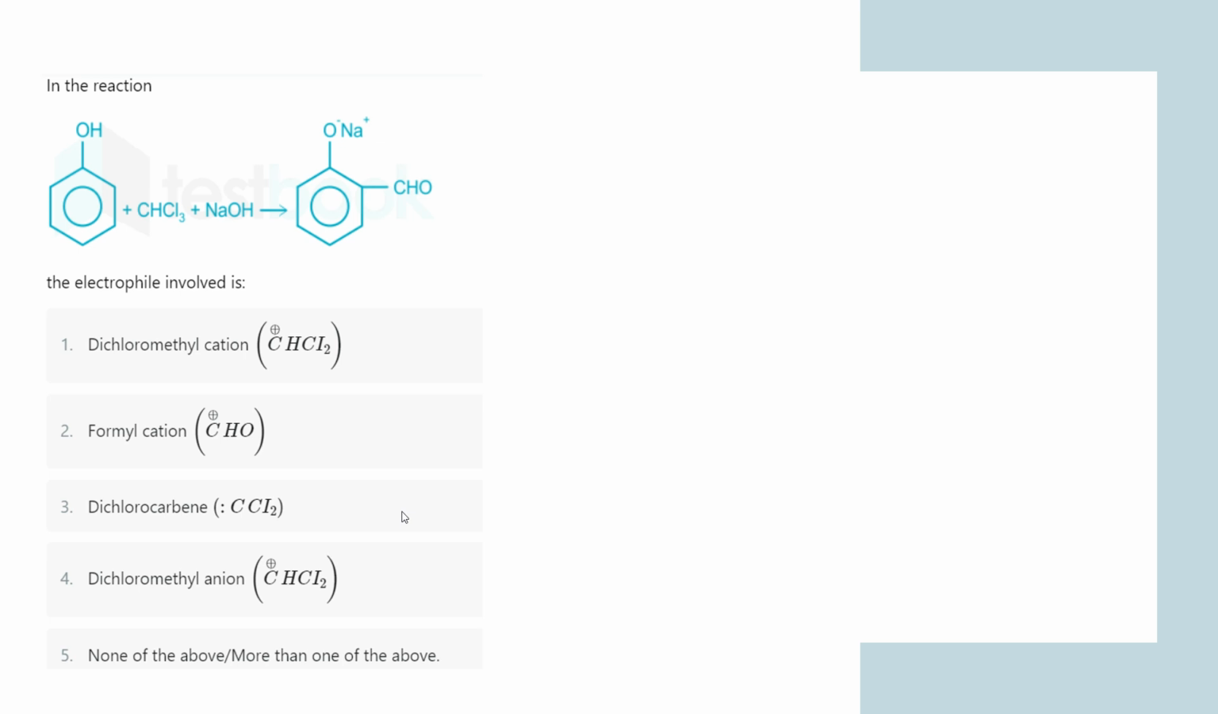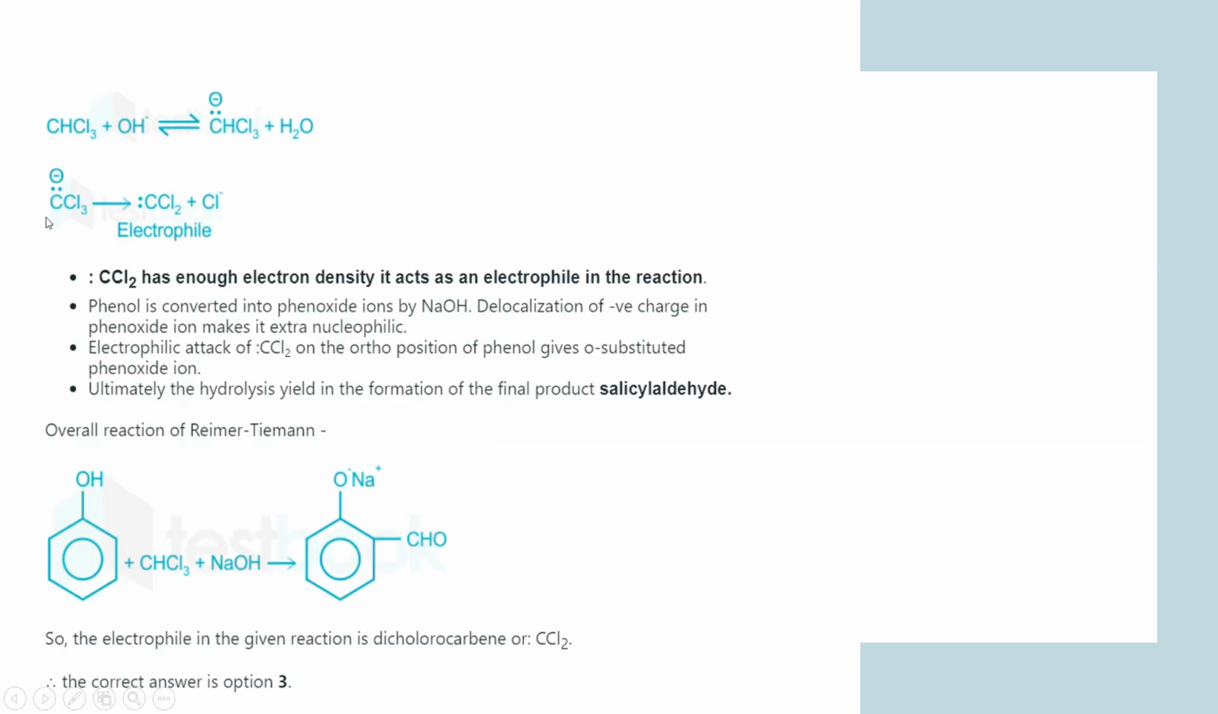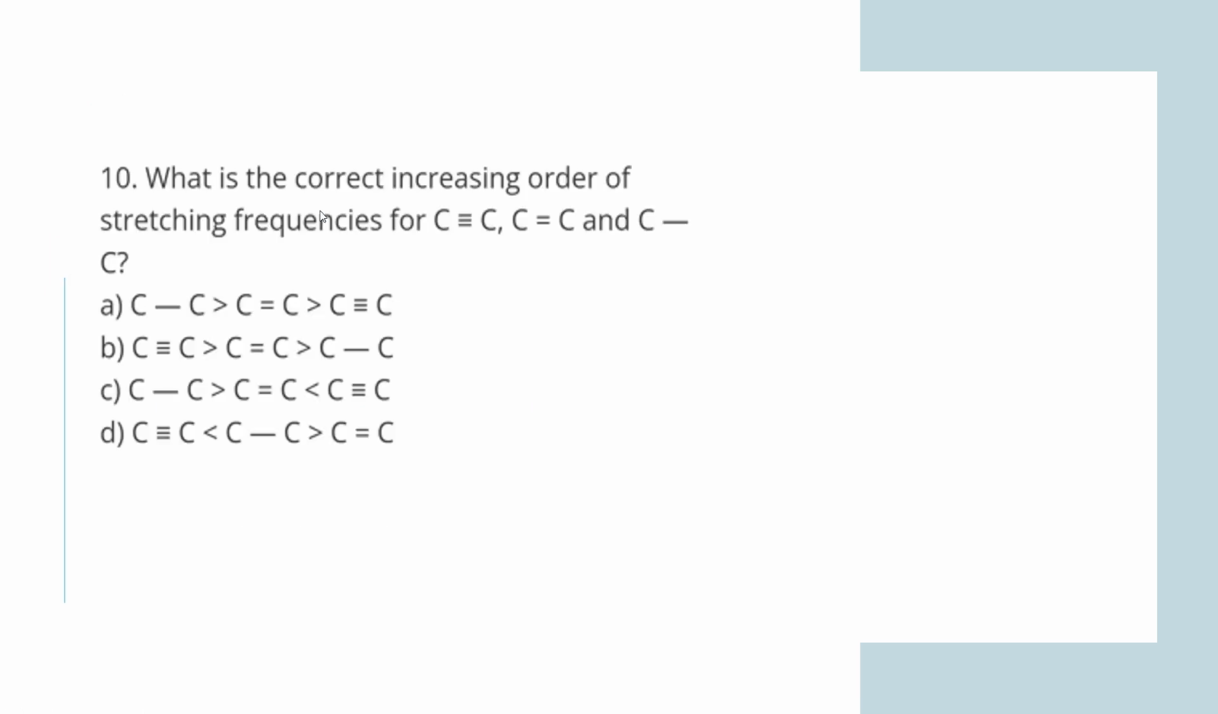So out of the 5 options given, option 3 will be the correct answer, dichlorocarbene. Okay, and this particular part of the question is very, very important in the topic reactive intermediates. With this we are moving to the next topic of today's tutorial, which is Essentials of IR Spectroscopy. We are trying to solve a few questions on the topic today.